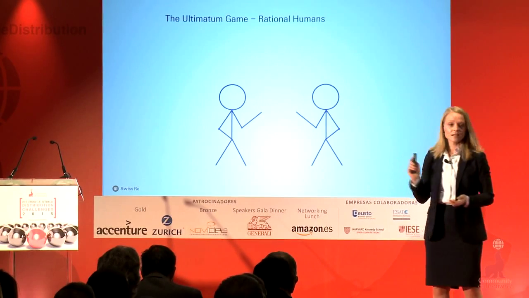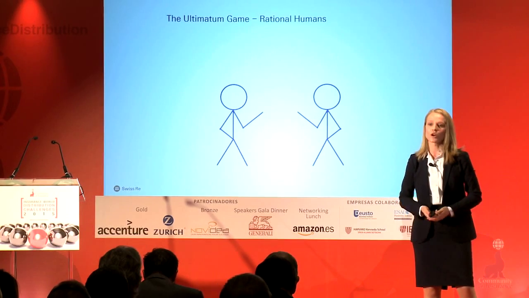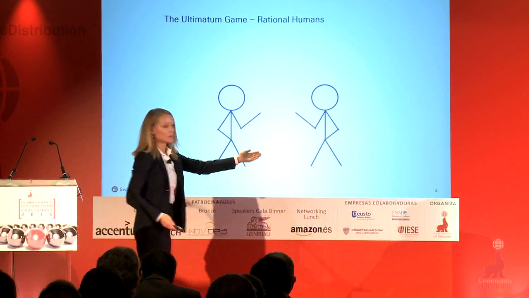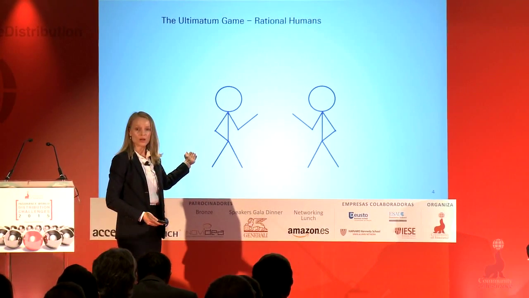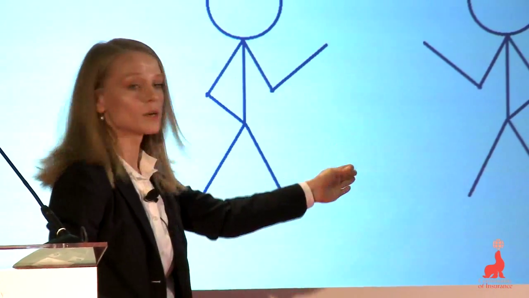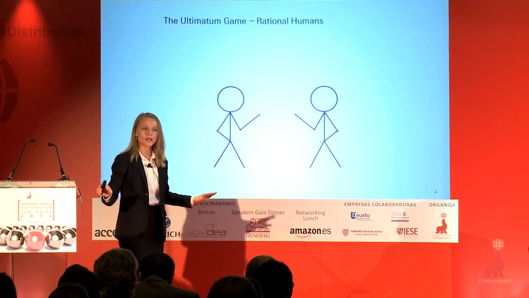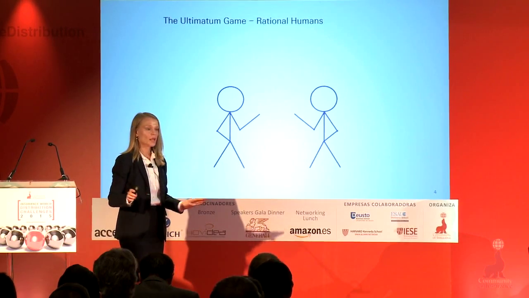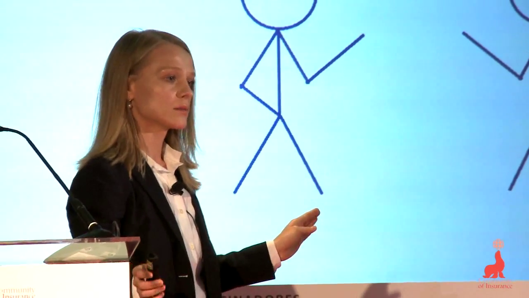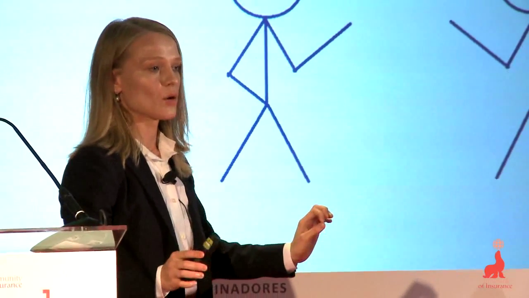So this game is called the Ultimatum Game and is one of the things you study in economics. And it goes like this. You have player A and player B. Player A has $10, and they have to offer something, at least something, to player B. Player B can either say yes or no, and that's the end of the game. There's no more rounds. If player B says yes, they both keep the money and they go away. If player B says no, nobody gets anything at all.